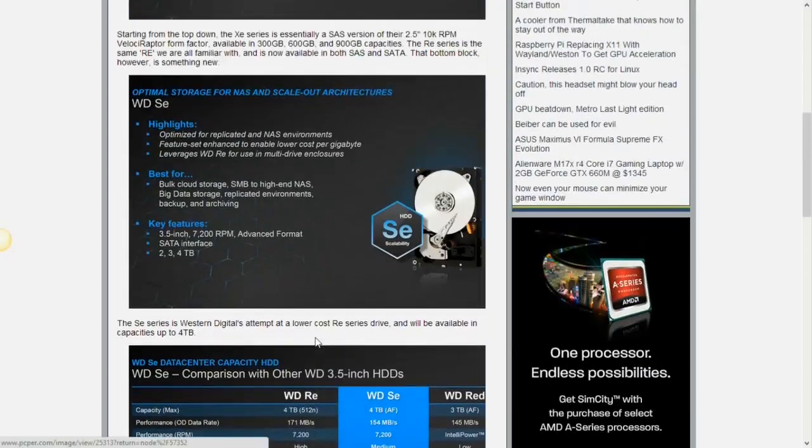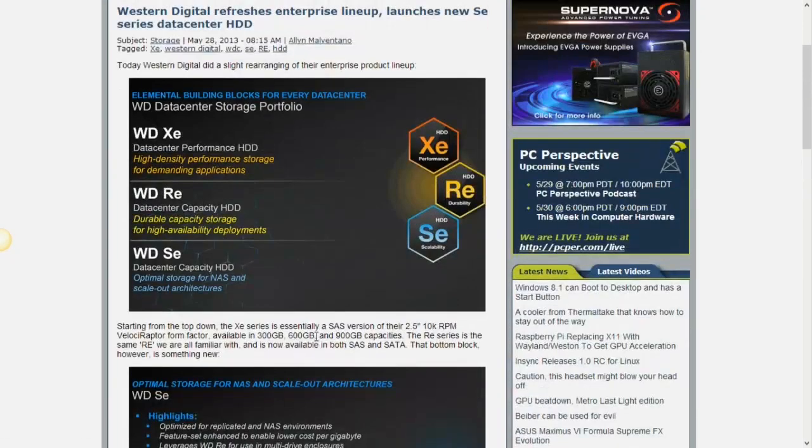And then there's this XE that they also added to their rebranding line. But the XE has sort of been out already. They just weren't making that big of a deal about it. But that is a SAS-based Velociraptor that's 300, 600, 900 gig capacity. It's basically a 10,000 RPM, 2.5-inch drive. It's the same kind of form factor as the Velociraptor, but just more of an enterprisey sort of configuration of it.